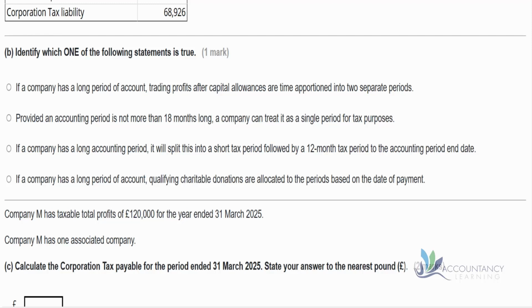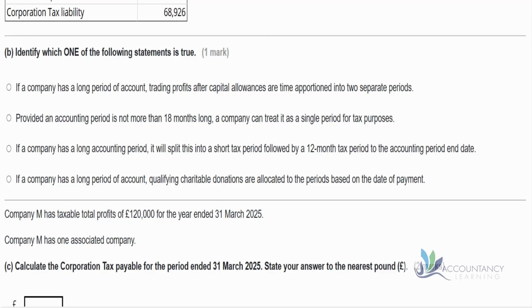So let's just remind ourselves then what's going on with these long periods of account. If a period of account exceeds 12 months, the period is split into two accounting periods, and each accounting period will give rise to a separate corporation tax liability. So if we've got this long period, what we're going to do is divide it into two periods. The first of them will be 12 months. And then the second accounting period will be the rest.